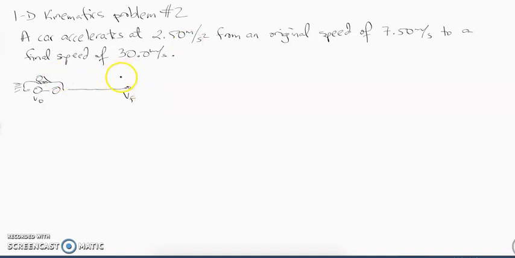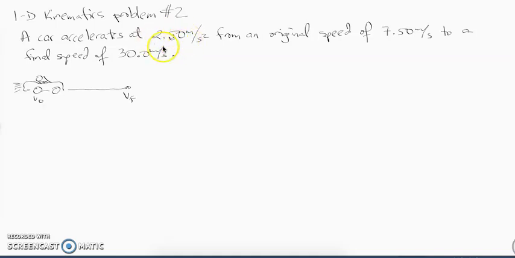Let's look at another 1D kinematics problem. Let's have a car accelerating at 2.50 meters per second squared from an original speed of 7.5 meters per second to a final speed of 30 meters per second. Now for context, 2.5 meters per second squared is roughly a quarter g, so you will feel this.